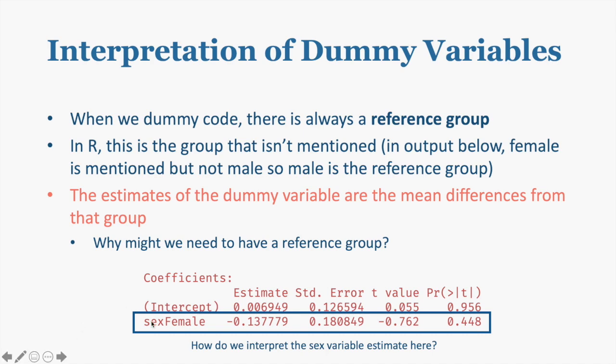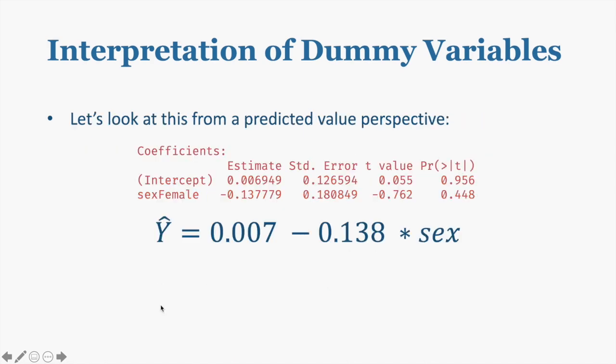So in this case, sex female, they are 0.137 units lower on the outcome than males. So that's how we'd interpret this number right here. It turns out that's not significant, so we would say there's no significant difference between males and females on whatever our outcome is. But on average, in our sample, females were just slightly lower on whatever this is.